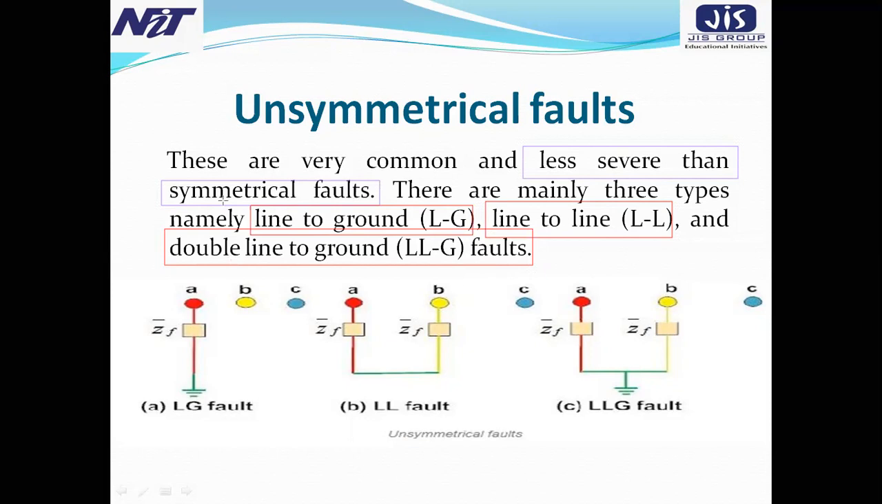So the first figure represents the line to ground fault because there is a fault between a line and ground. So R, Y, B, three phases are there. Also for this case, there is a fault between these two lines, A to B, line to line fault. And this is number 3. If the fault is between two lines and the ground, R and B phase, and these two phases are also connected with ground, then it is called a double line to ground fault.